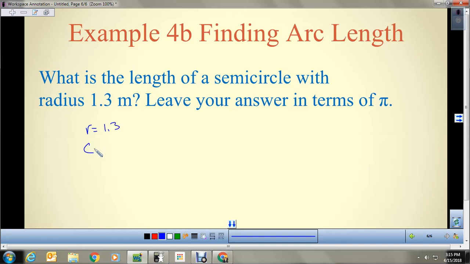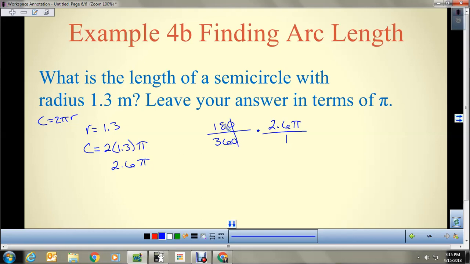Now we're going to find our circumference. That's going to be 2 times 1.3 times pi. Remember, the circumference is 2 pi times the radius. So 2 times 1.3 is going to give us 2.6 pi. That is our circumference. So now we're going to plug this into our equation. Well, a semicircle is 180 degrees over 360. And we're going to multiply this by the circumference, which is 2.6 pi. Put it over 1. Now simplify this expression.